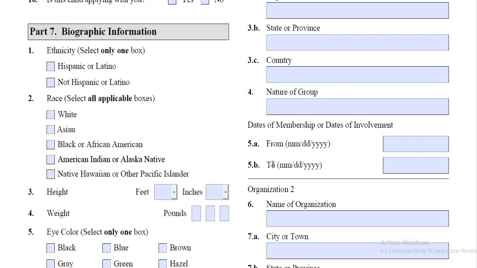In Part 7, biographic information, for identification and confirmation, you must choose ethnicity and race and supply other physical information. So your ethnicity, whether you're Hispanic or not, race, white, Asian, Black or African American, etc., height, weight, eye color.